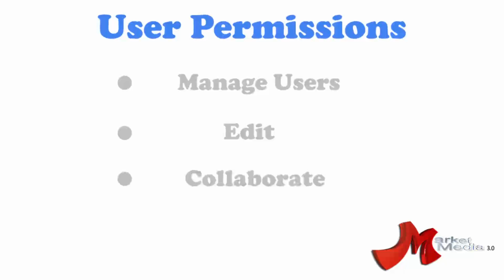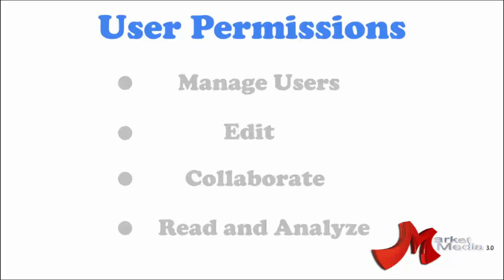Collaborate. This access level allows you to create and share assets like dashboards and annotations with other users that have Collaborate access. Read and analyze. This access level allows you to see and control the data reporting view to include, exclude, and manipulate the viewable data. You're able to create and share personal assets as well as see shared assets. You cannot, however, collaborate on shared assets.